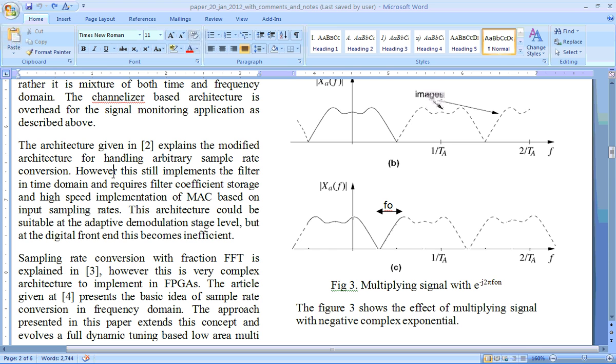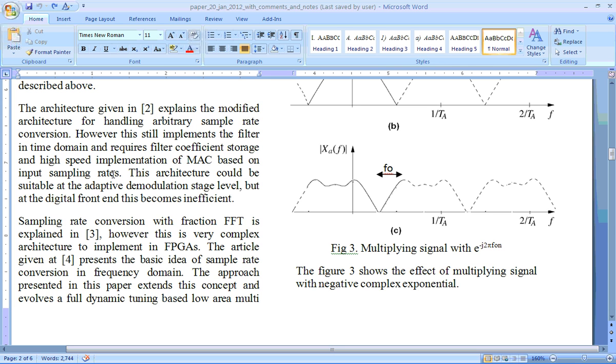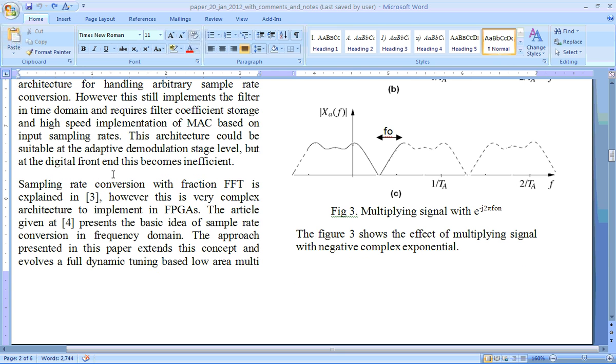We don't know in advance. By looking at the signal only, you have to find out what is the arbitrary sample rate. But the problem there is, it is a normal time domain implementation, and that is useful for one single thing only, more suitable if you have, let's say, an adaptive demodulator. One adaptive demodulator, signal is routed to it, then that is suitable, but not as a front end. I have written there, not suitable as a front end.